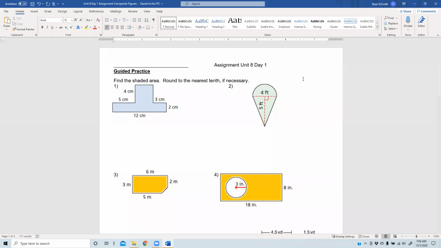Okay, now for the guided practice. So we're going to do the same thing that we were doing. So let's jump into it. First thing we want to do is figure out where can we break this shape at. Just so I only have to do 2 areas, I'm going to break it right here. Okay, so I'm going to have the top, I need to find the area of, and the bottom.